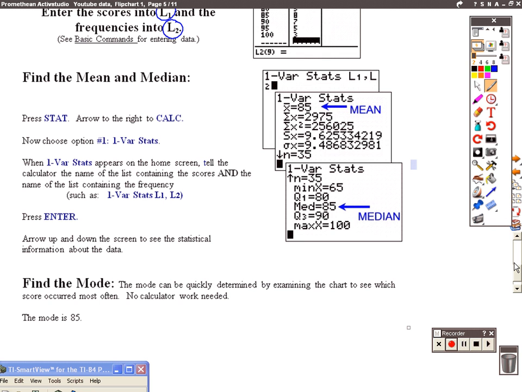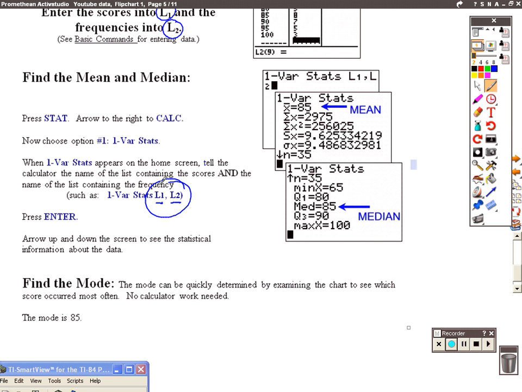when one variable statistics appears on the home screen, you have to tell the calculator to use list number 1 and list number 2. Remember, before we were telling the calculator only one list. So it's very important that you understand that the only time you use this is when you have a frequency table and the data is used more than one time. Other than that, the only other thing you have to do is to make sure that you tell the calculator list number 1 and, with a comma, list number 2.